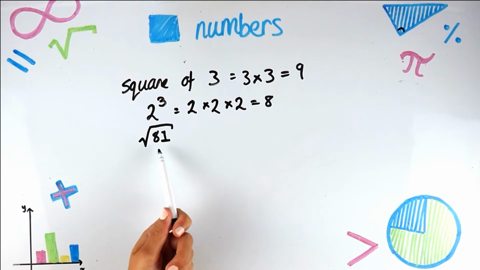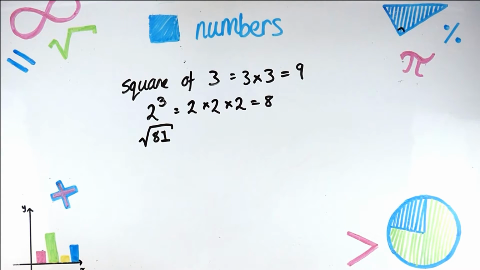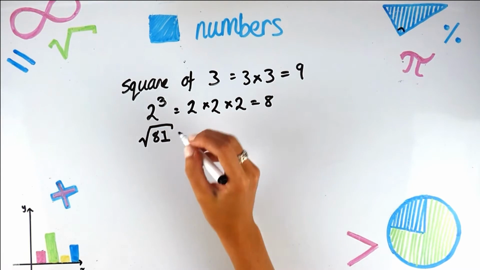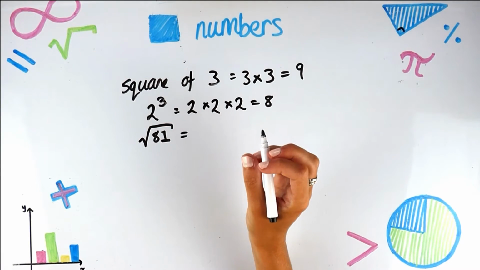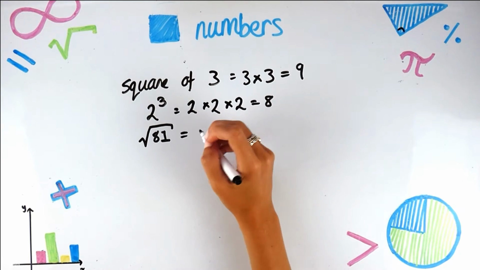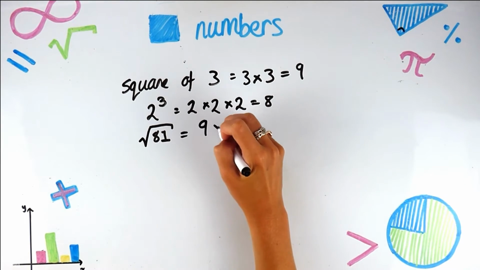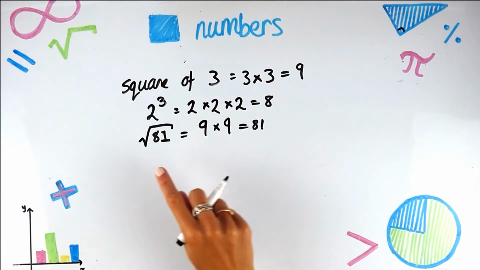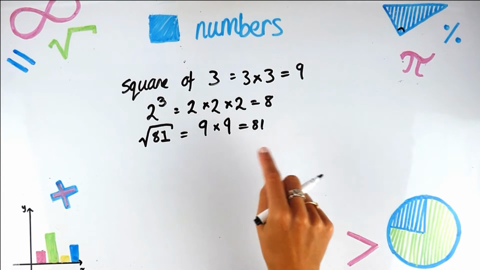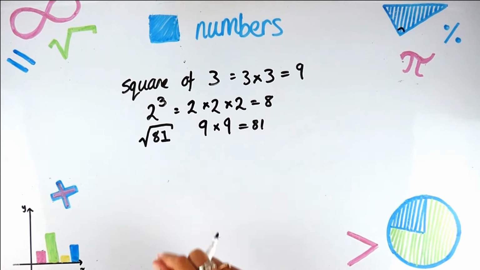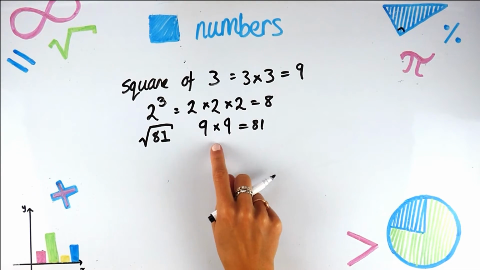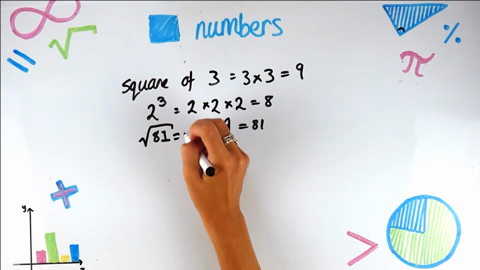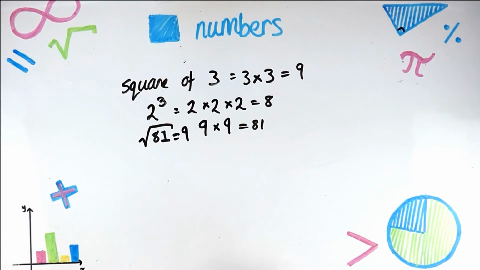So in this question you would ask yourself, it's the opposite of squared, so what multiplied by itself gives you 81? I'm just going to try 9 multiplied by 9, which does give 81. So I know that 9 multiplied by itself equals 81, so the answer to this is 9.